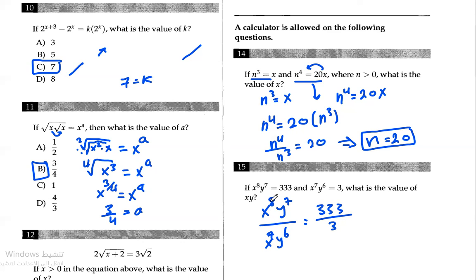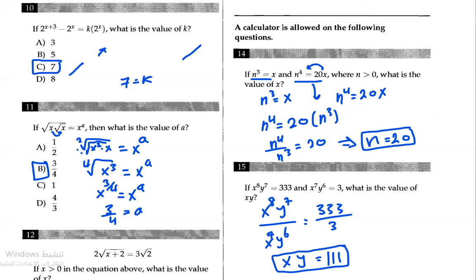Now when you divide x to the power 8 by x to the power 7, you subtract 8 minus 7 equals 1. y, 7 minus 6, is 1 also, and you divide it. 333 divided by 3 is 111. So the answer is xy equals 111. Do you see? Is it clear? Yes.